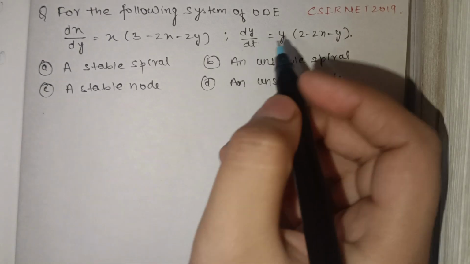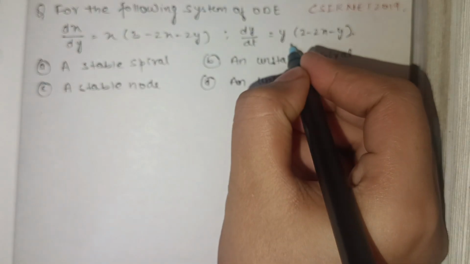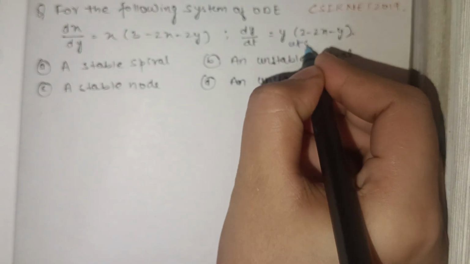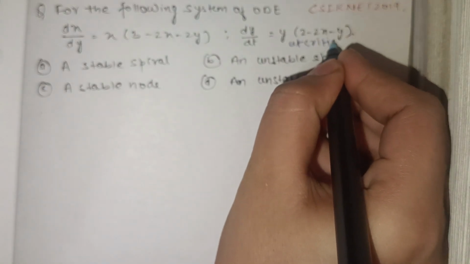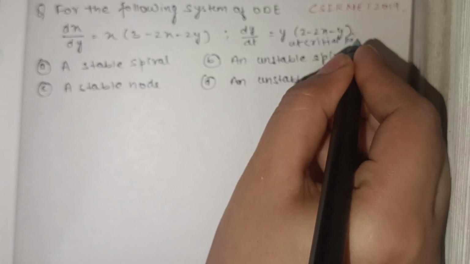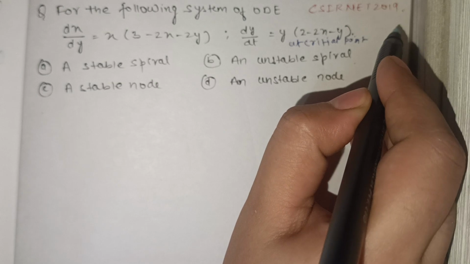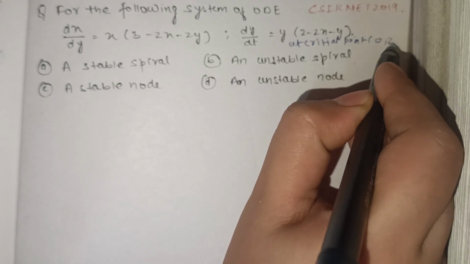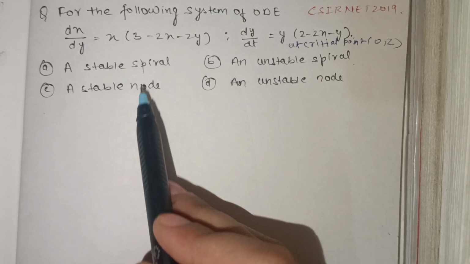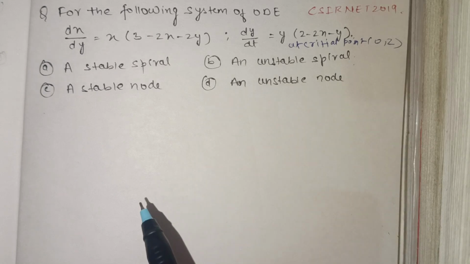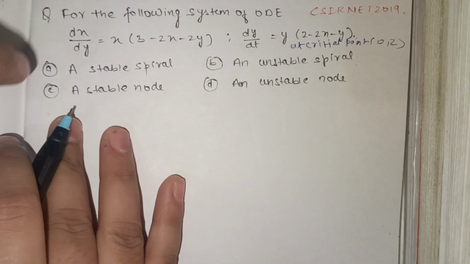At critical point, what is the critical point? 0 comma 2. That is, we have to find the nature of this system at critical point (0, 2). So let us solve.